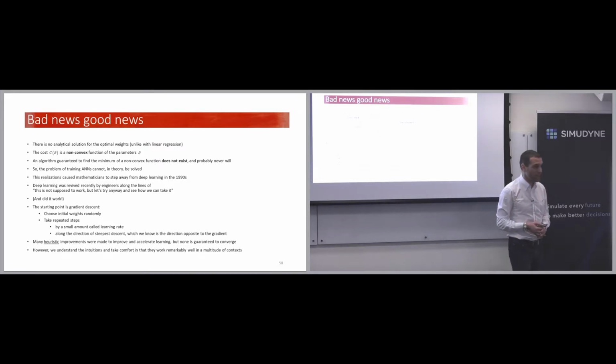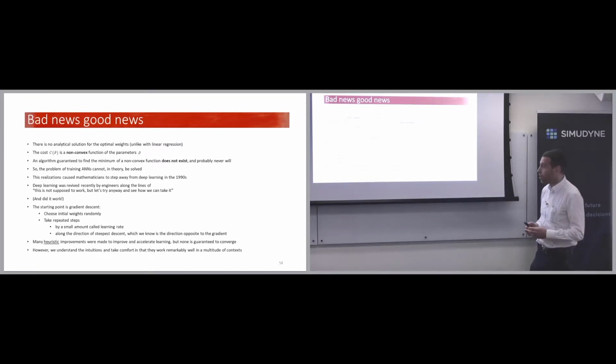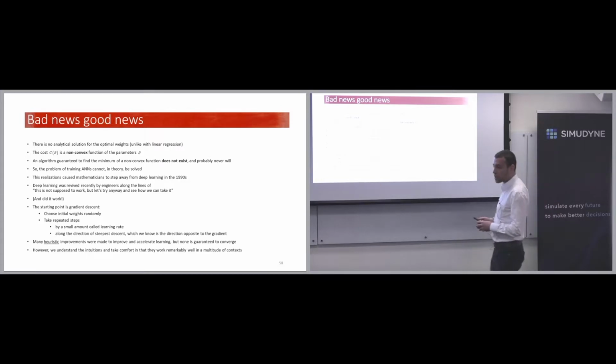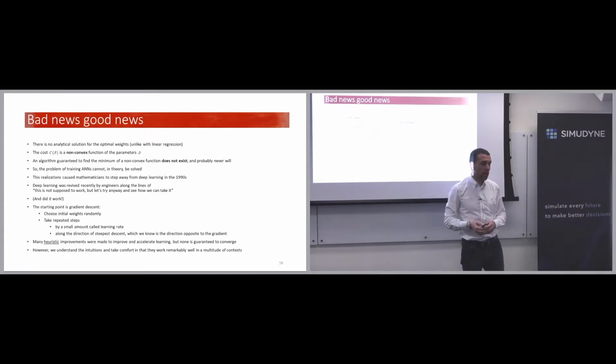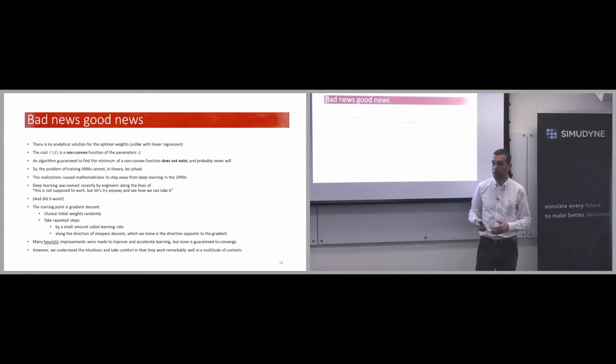And deep learning was revived recently, not by mathematicians, but by engineers who thought, well, you know what? It's not guaranteed to find it. There's no guarantee that it will not find it either. Let's just try and see how far we go. And, well, I think we can all agree that we went quite far. Empirically, it just works in many, many cases.